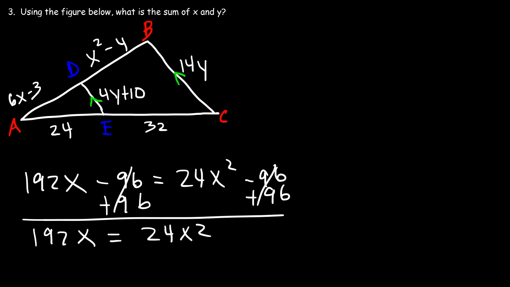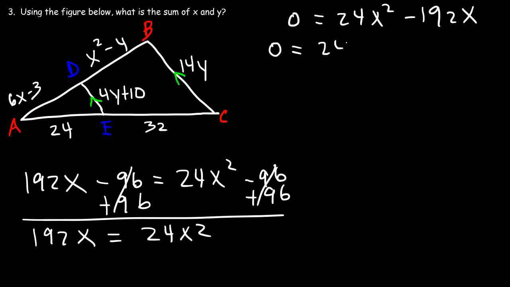Now, in order to get two values of x as opposed to one value, we need to take this term and move it to the other side and factor. If we do so, we're going to have 0 is equal to 24x squared minus 192x. So now let's take out the GCF, the greatest common factor, and it's 24x. 24x squared divided by 24x is x, and negative 192x divided by 24x, that's going to be 8.